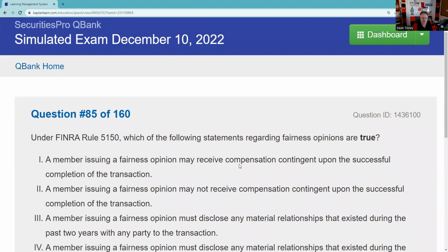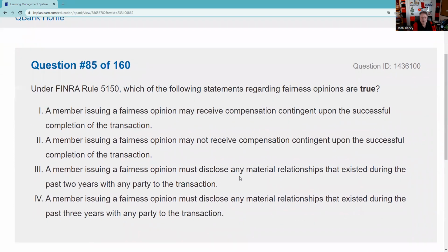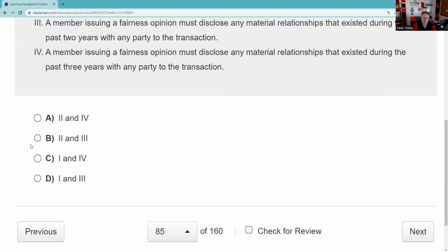Question 85. I would expect you to get a question on fairness opinions, maybe more than one. Under FINRA Rule 5150, which of the following statements regarding fairness opinions are true? 1, a member issuing a fairness opinion may receive compensation contingent upon the successful completion of the transaction. That's true. So 1 is true. 2, a member issuing a fairness opinion may not receive compensation. Now, if 1 is true, then 2 is not. 3, a member issuing a fairness opinion must disclose any material relationships that existed during the past 2 years with any party to the transaction. That's definitely true. 4, the same but 3 years. No, it's actually 2. So it's 1 and 3.